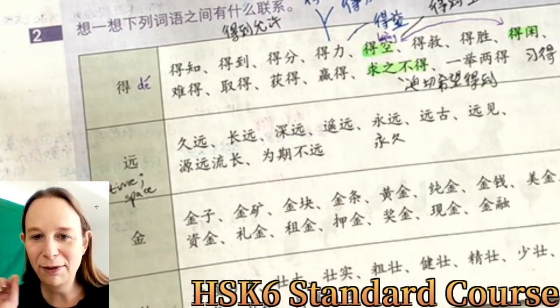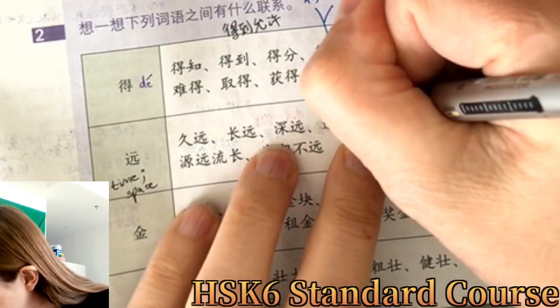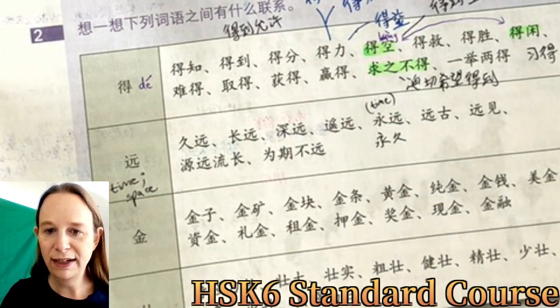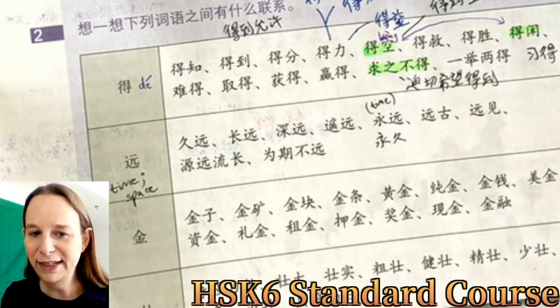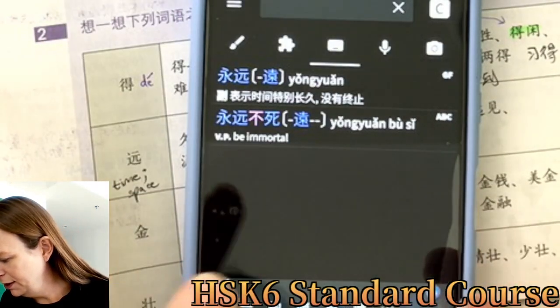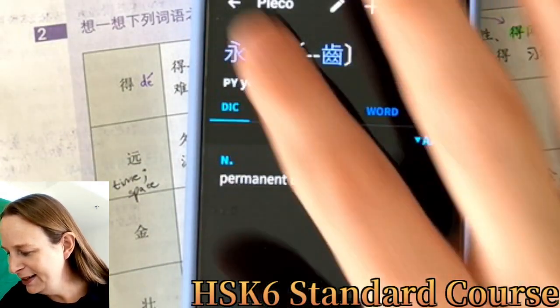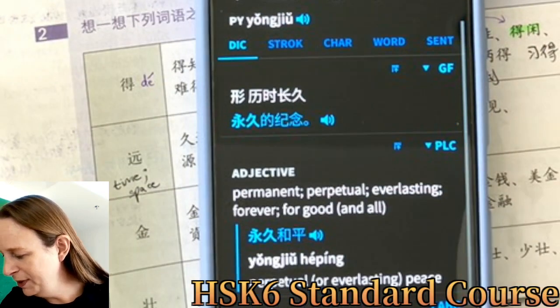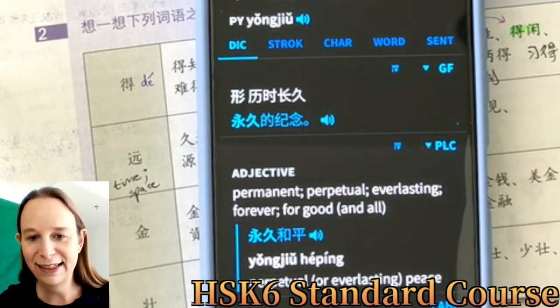永远 with respect to time, not space. 永远, 永久. 永久 is another one. It's very important to not get these mixed up. I've gotten them mixed up in the past. 永久, permanent, perpetual, everlasting.